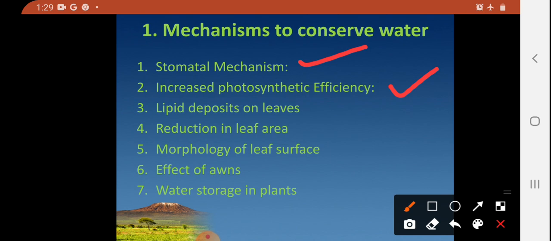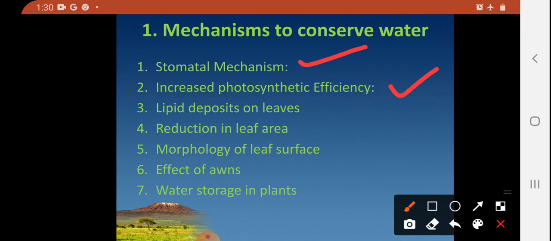Next, CAM plants. These CAM plants open stomata only during night, when they take carbon dioxide into leaves and store it as organic acid. During the day, the carbon dioxide stored as organic acid is released inside the leaf, and this is utilized in photosynthesis of that particular crop plant. So CAM plants are highly drought resistant plants compared to these other types of plants.